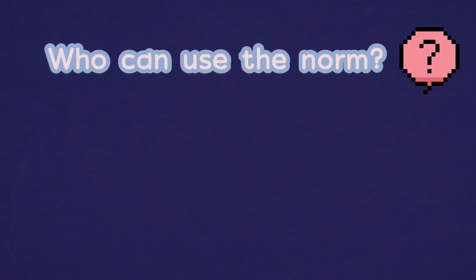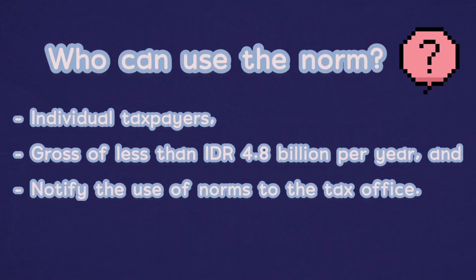Who can use this norm? There are several conditions to use this norm. First, it must be individual taxpayers. Second, gross profit less than 4.8 billion rupiah per year. And last but not least, taxpayers must notify the use of norms to the tax office for the first 3 months of the tax period.